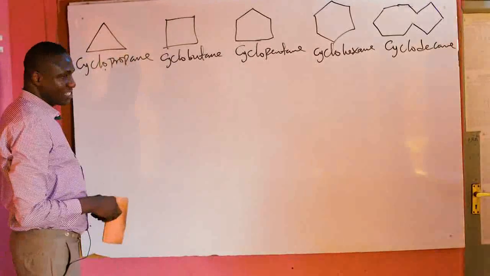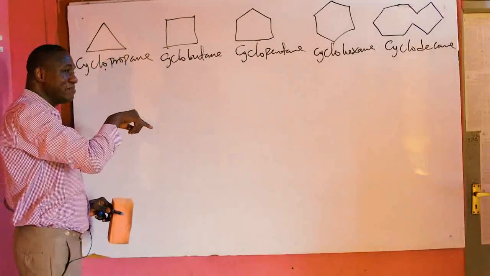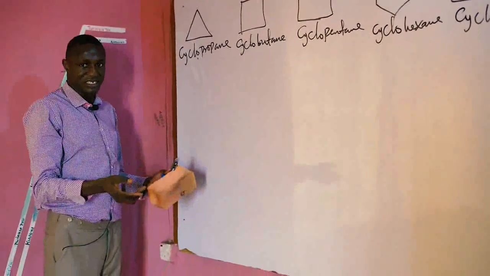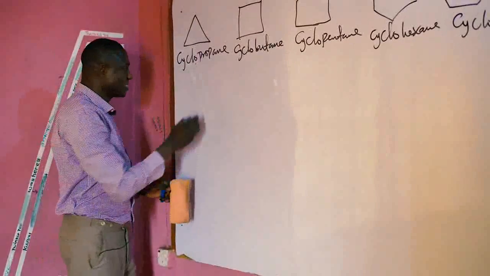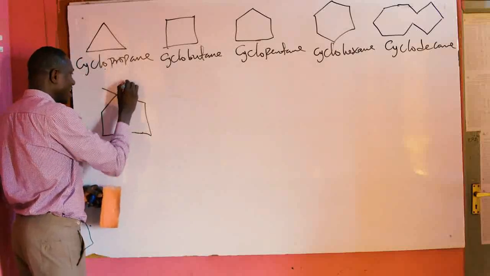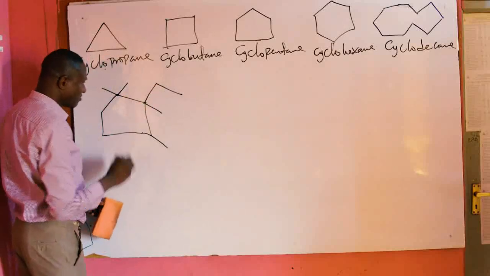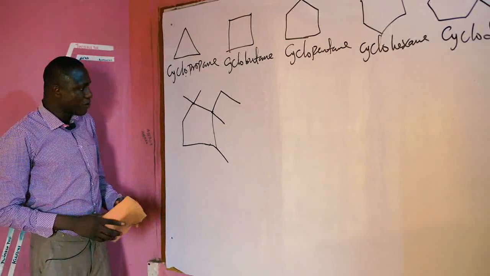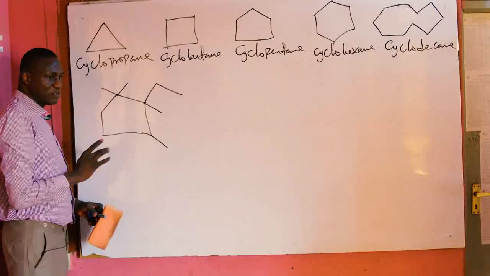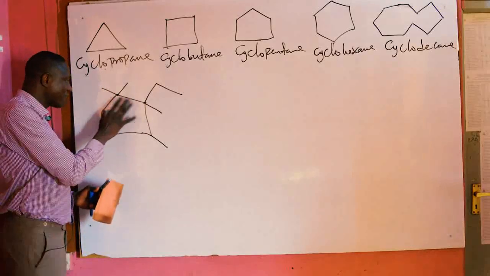Now, when you are naming compounds like this, the prefix cyclo must be written before the name of the compound. What determines the parent name of the compound is the number of carbon atoms in the ring. I want us to take a look at a compound of this nature. Assuming you have this compound, we are looking at hydrocarbons only. How will you name this compound? The major problem is, how will you know the direction to follow in order to get the actual name of the compound? This compound has a five-membered ring. There are five carbon atoms in the ring.